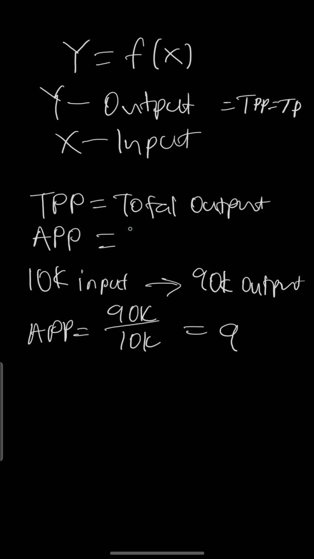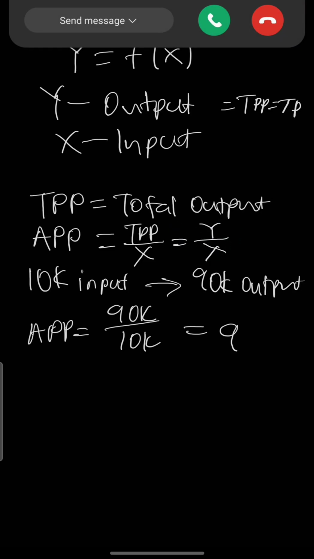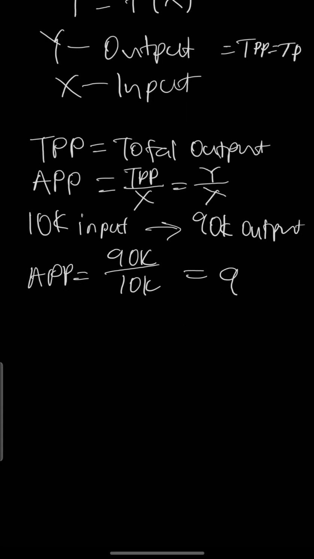So average physical product is simply what? The total physical product divided by the X. But remember, total physical product we said is the same as the output, the total output. So you can say Y divided by X. So our average physical product is going to be 9 in this case. And that's how we end up with average physical product.